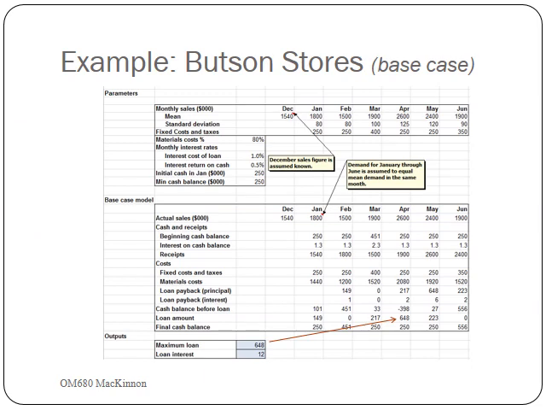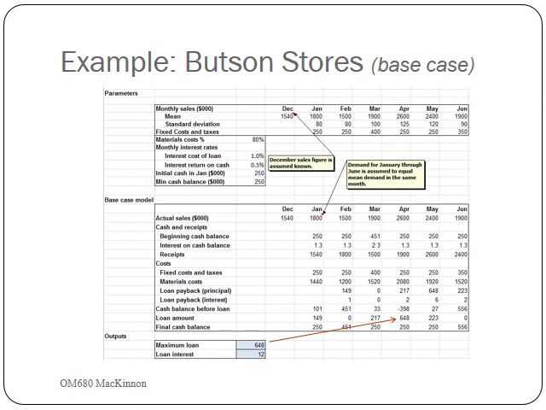Second example, Butson Stores. This is the base case, and it is articulated in the book, so I'm not going to go through all of the calculations here. Essentially, we have monthly sales. The December sales are known, but the January through June sales are estimates, and our forecasting folks have given us the mean and the standard deviation. In the base case, we're not using the standard deviation at all.